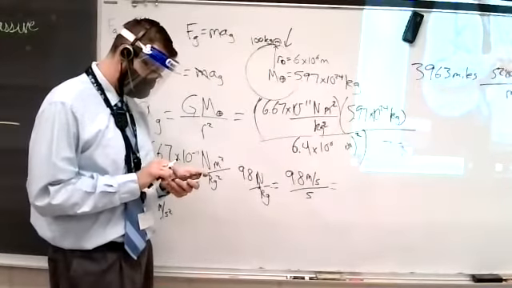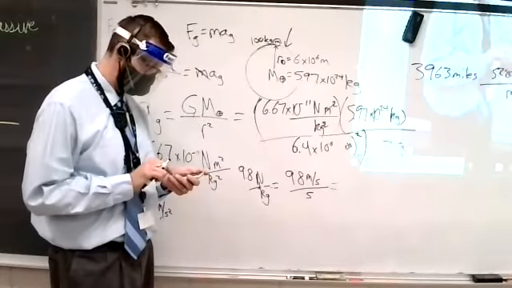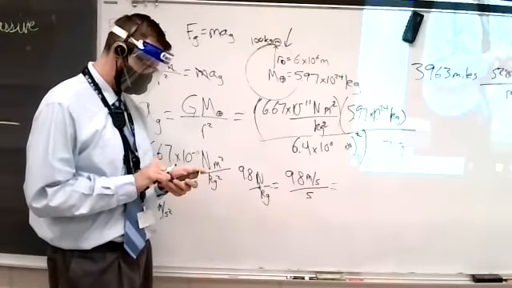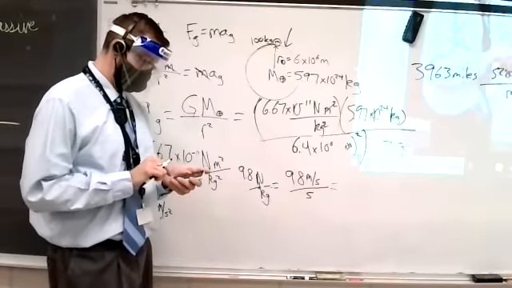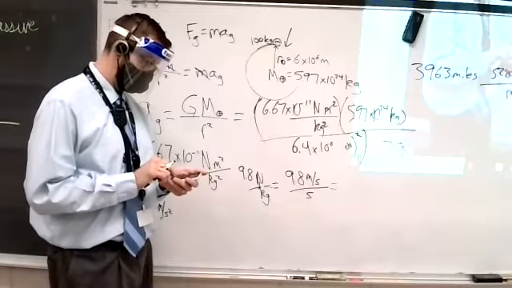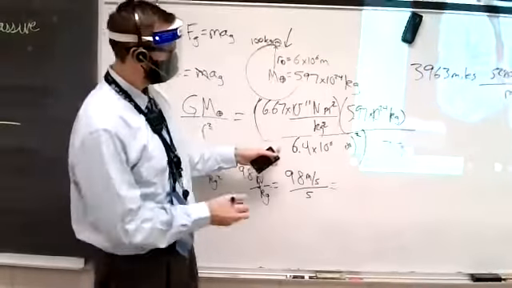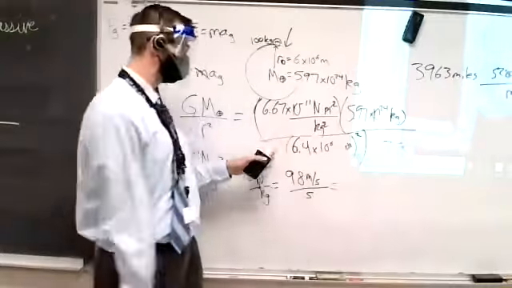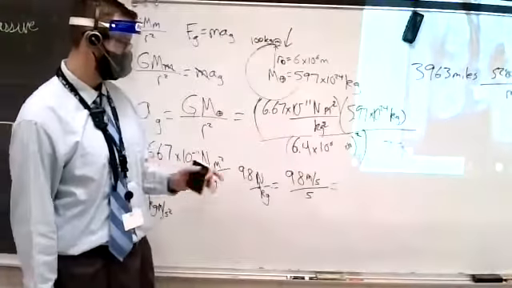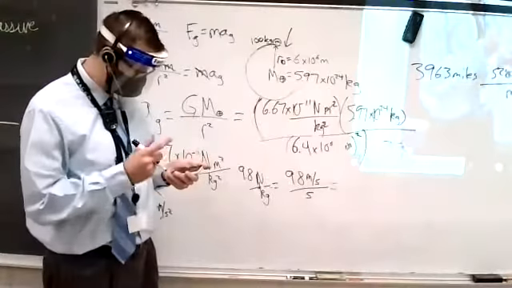6.67 by 10 raised to the negative 11 times 5.97 by 10 to the 24th divided by 6.4. See, yesterday I made a whole big deal about using grouping symbols when dividing by things in scientific notation. Here I'm about to make yet another mistake.